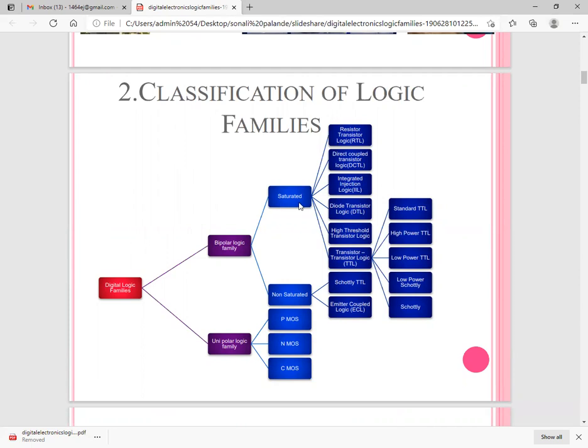These are the types of saturated bipolar logic families. The first types are resistor transistor logic, direct coupled transistor logic, integrated injection logic, diode transistor logic, high threshold logic, and transistor transistor logic. Transistor transistor logic is further divided into standard TTL, high power TTL, low power TTL, low power Schottky and Schottky. The non-saturated bipolar logic families are further divided into Schottky TTL and emitter coupled logic, that is ECL.